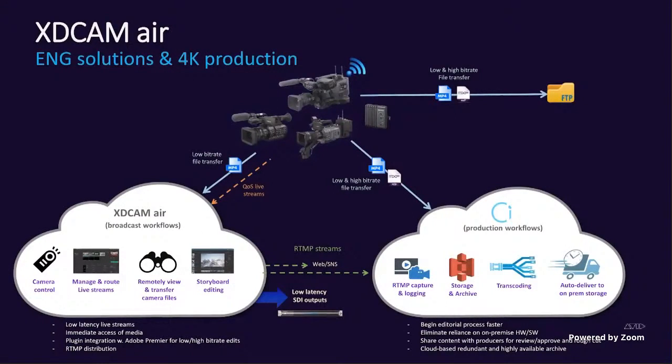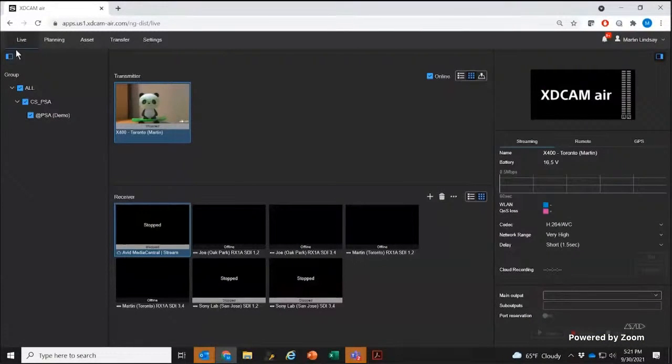So what I'm going to do is share my screen here. This is very basic. I'm just going to show you one of our pages. It's called the live page here. We see our transmitter at the top here, and we see our available receivers at the bottom. Now, these receivers can be physical receivers that can receive this stream and take the streams directly from the camera, and output as SDI.